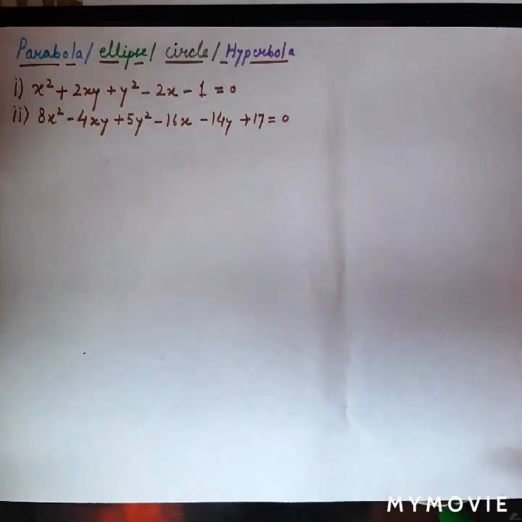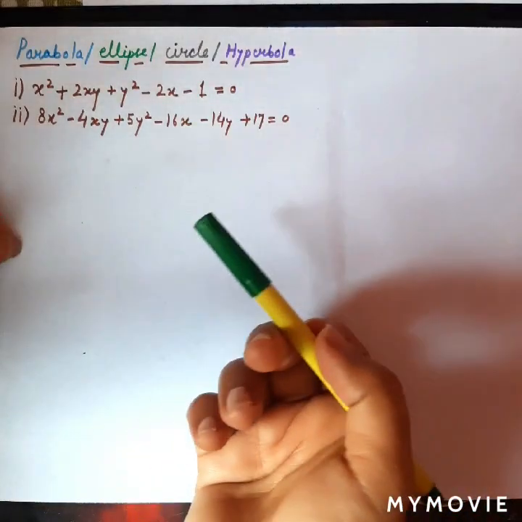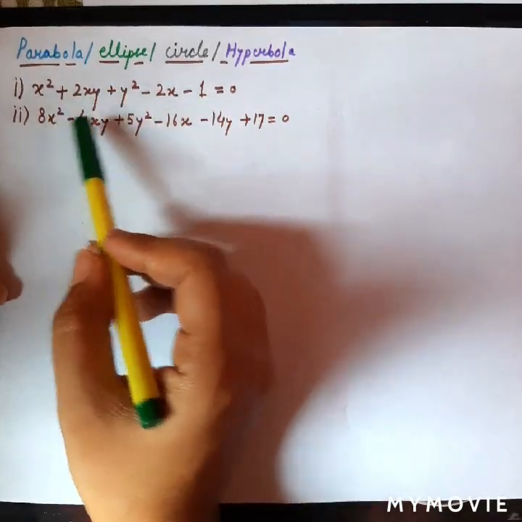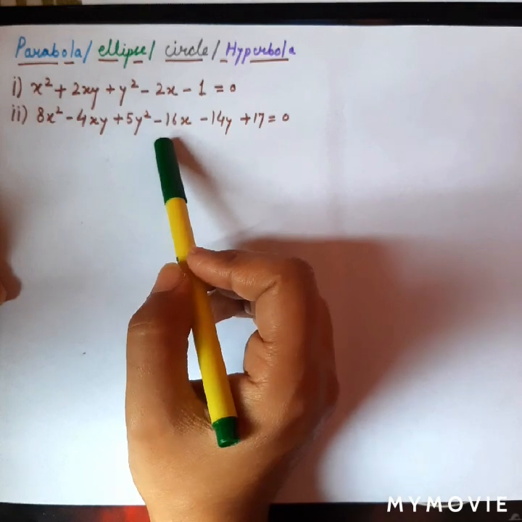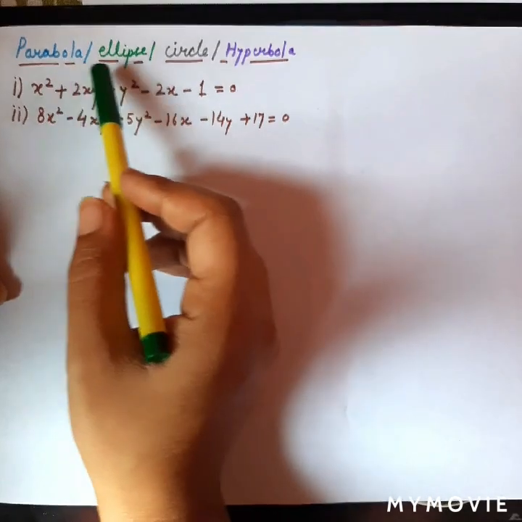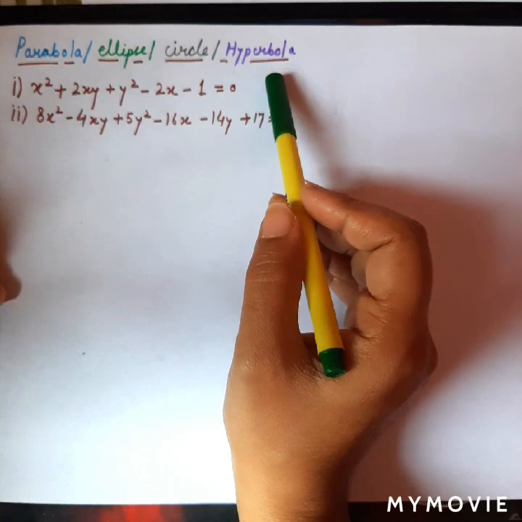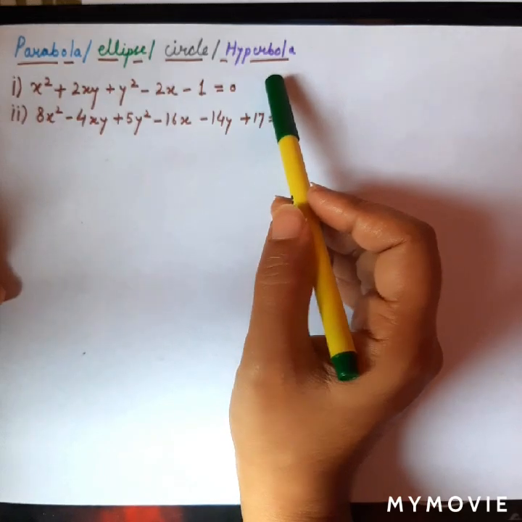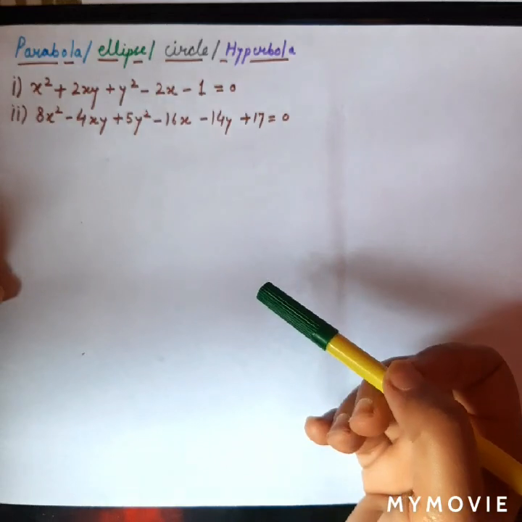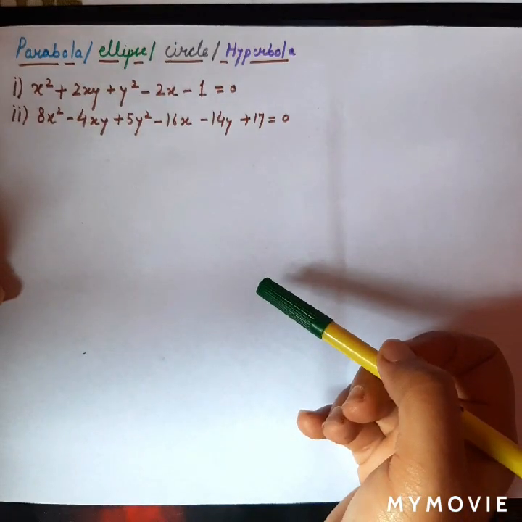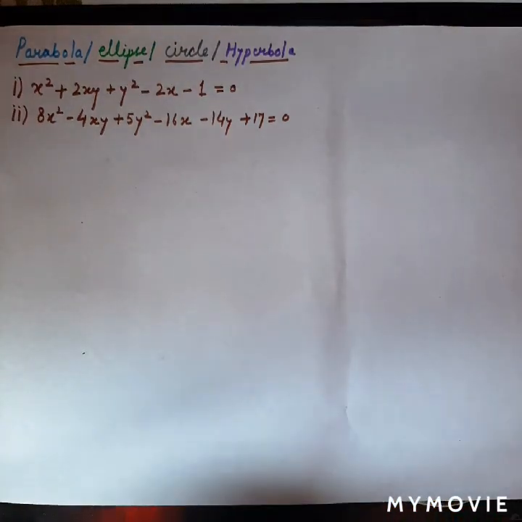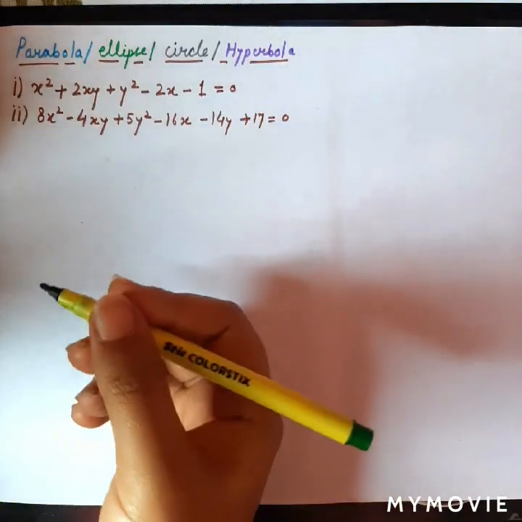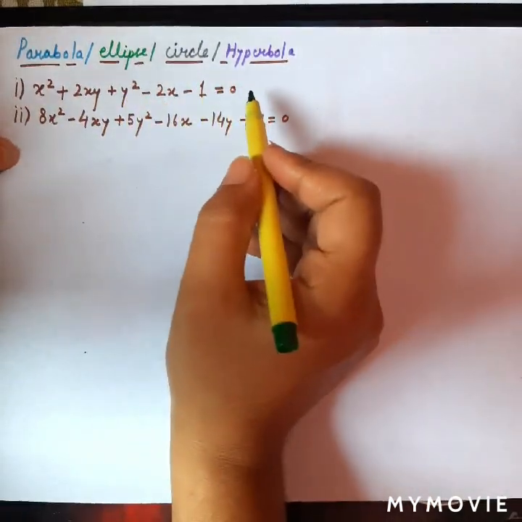Hi, in this video I will explain, if you are given any equation of the type equation 1 or equation 2, how you can find out whether this is an equation of a parabola, ellipse, circle or hyperbola. And here I will take some examples and explain with the help of examples, right? First of all, I just want to tell you the steps to find out whether this is an equation of a parabola, ellipse, circle or hyperbola.